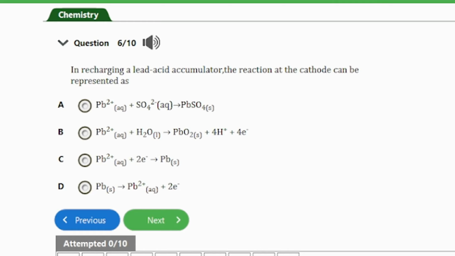So reduction takes place here at the cathode. So in charging the lead acid, we'll have this lead ion reduced by the gain of electron to give us this lead here. So guys, that's the answer to this question. That's option C here, because reduction, like we said, takes place in the cathode. So that's it for that question.